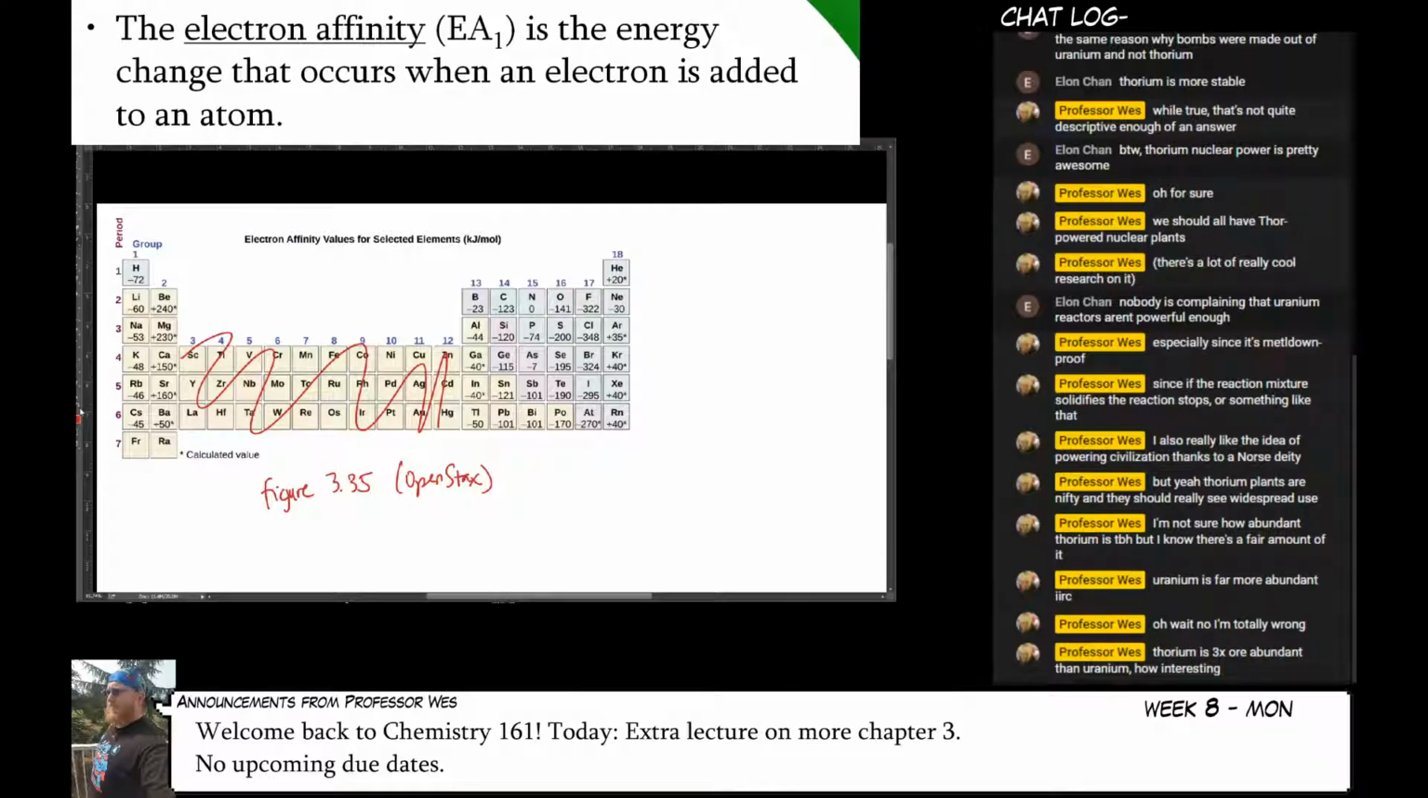So let's look at the obvious ones first. As I go down the periodic table, oops, I don't want to use the word decreases here because we're working with negative numbers. So I'm going to write it like this.